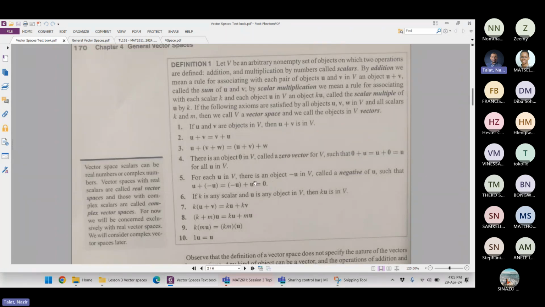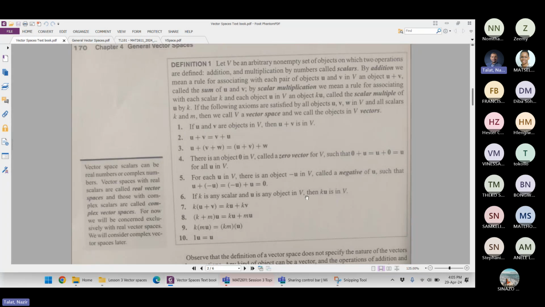And another, the sixth property, is also very important. Why do I say important? Because they have different meanings, and this will tell you the idea of subspaces and other things. So if you take any scalar k and multiply it with any vector u, then k times u also belongs to V.